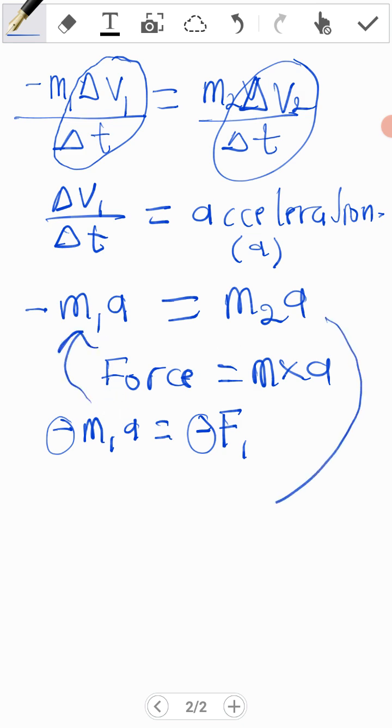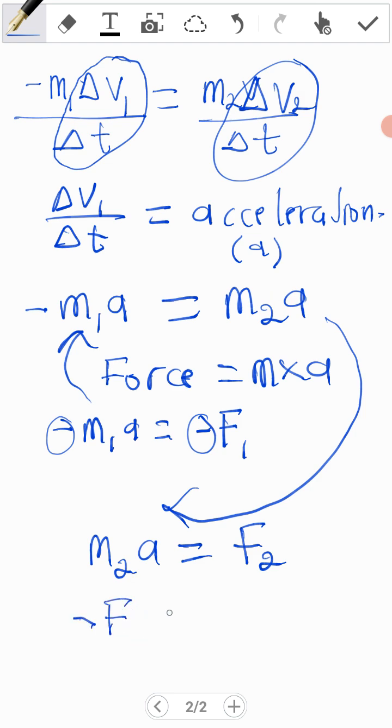And then let's do this one, which will be m2A, which is the same as F2. Because there's no negative, we add no negative. So we can substitute them into the equation, which will be negative F1 is equal to F2. Okay, so that's your final answer, and that is Newton's third law.